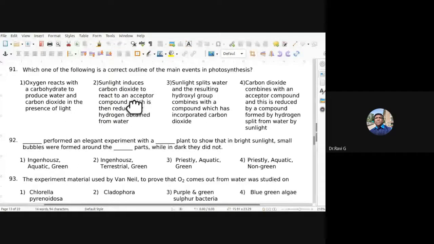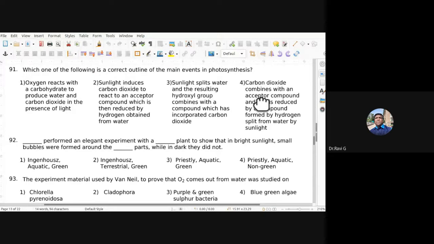Sunlight induces carbon dioxide to react to an acceptor compound, which is then reduced by hydrogen obtained from water. This is also wrong because sunlight just provides a source of energy. It brings about splitting of water, but not this reaction. Sunlight splits water and the resulting hydroxyl group combines with a compound which has incorporated carbon dioxide. That is also wrong.